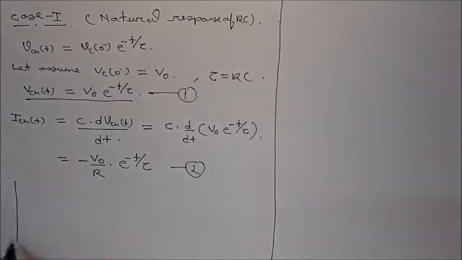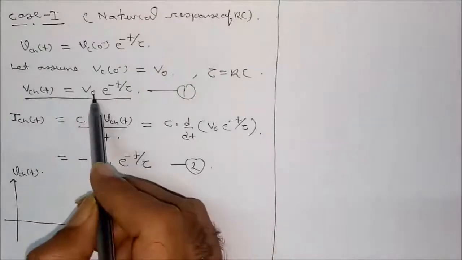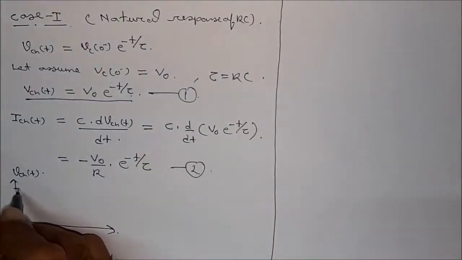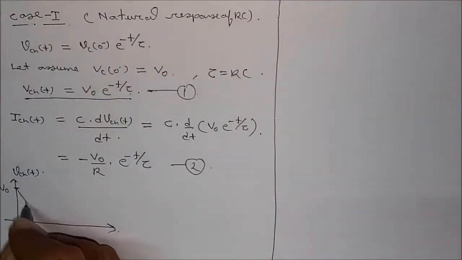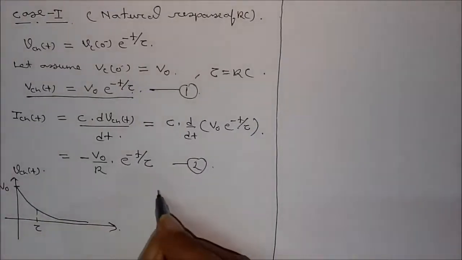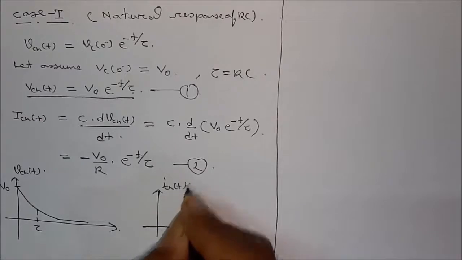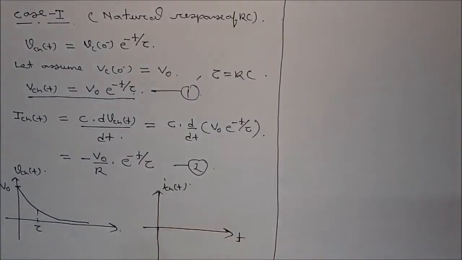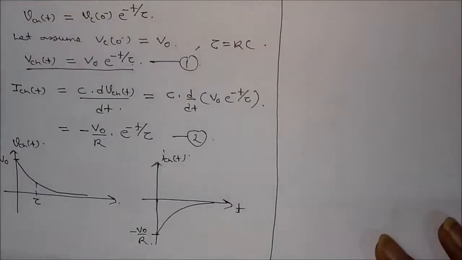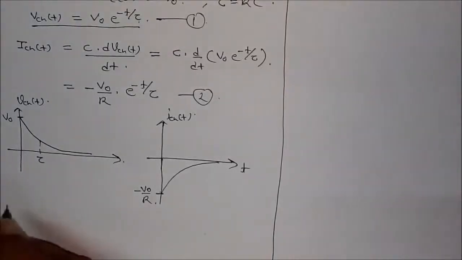Now if you want to represent this graphically, Vcn(t) is equal to V0 e to the power minus t by tau. It is an exponentially decaying term. The initial voltage will be V0 and it will decay. This is tau. Similarly, for the current, this is t, this is Icn(t). The initial value will be minus V0 by R, then exponentially it will rise to zero. This is the graphical representation of the natural response.